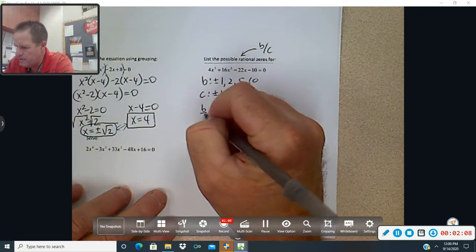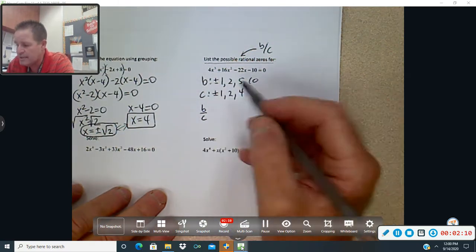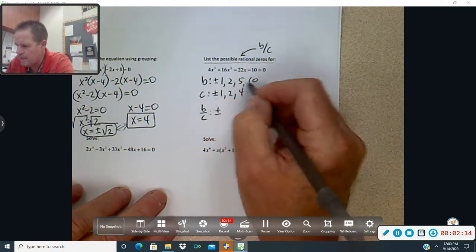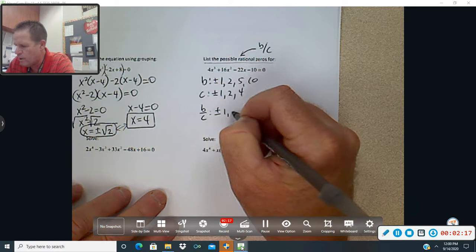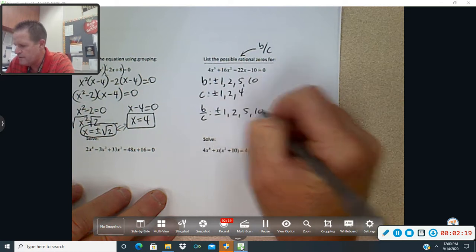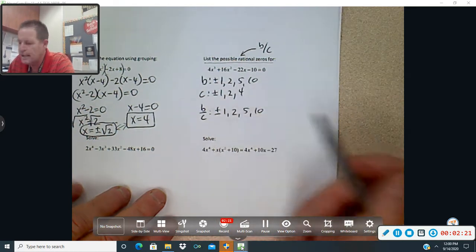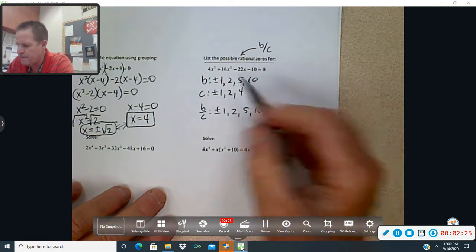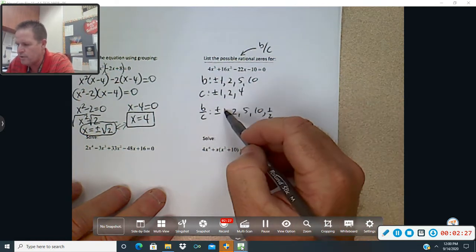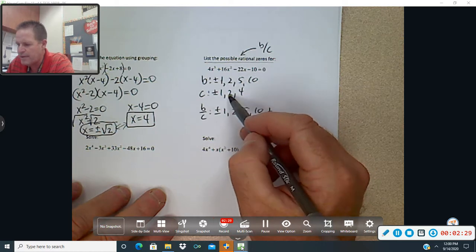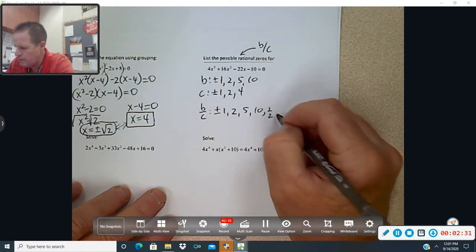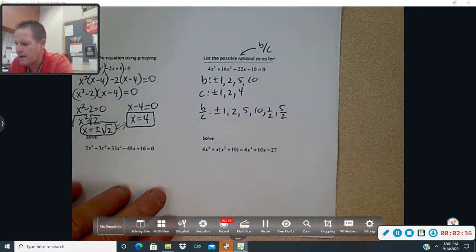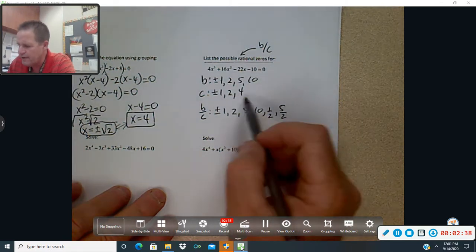So now b's are divided by c's, and this is our list. If I divide all of these by 1, I'll get the same thing. Again, divide them all by 1, and I'm going to have 1, 2, 5, and 10. Now let's divide by 2. 1 divided by 2 is a half. 2 divided by 2 is 1. You already have it. 5 divided by 2 is 5 halves. We don't have that. We need it. And 10 divided by 2, that's 5. We already have it. Now divide them all by 4.